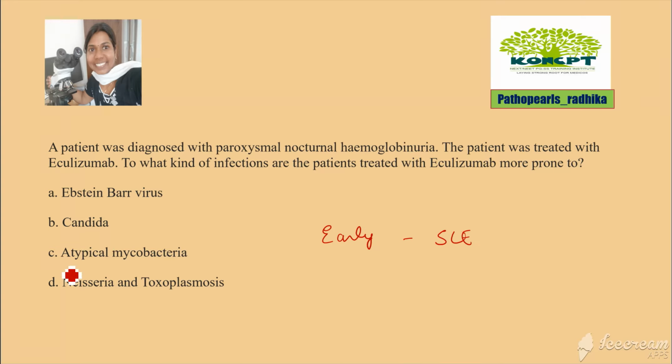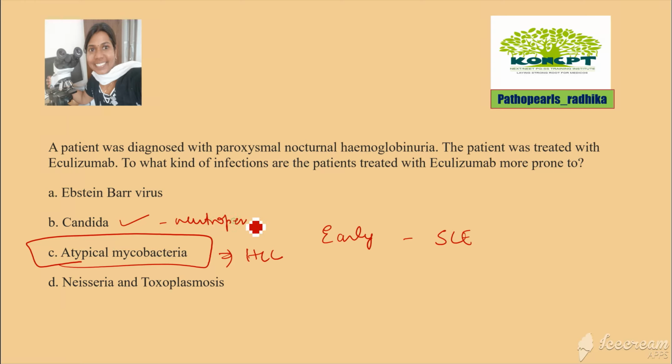So what about other options? Atypical mycobacteria: patients with which disease are more prone to this infection? I have already put a video on this one: hairy cell leukemia, because you have monocytopenia. What happens in candidal infection? Whenever you have neutropenia, you can get candida infection. We call it febrile neutropenia.